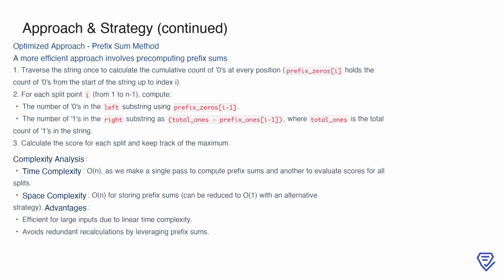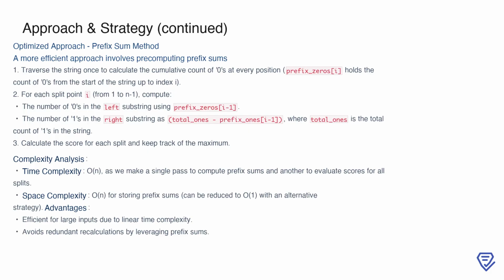In this method, we first traverse the string to compute a cumulative count of zeros for each position, which we store in an array called prefix_zeros. This array allows us to instantly retrieve the number of zeros in the left substring for any split. Similarly, we calculate the total number of ones in the string. For a given split point, the ones in the right substring can be derived by subtracting the cumulative count of ones up to that point from the total count. Using these pre-computed values, we can quickly calculate the score for each split.